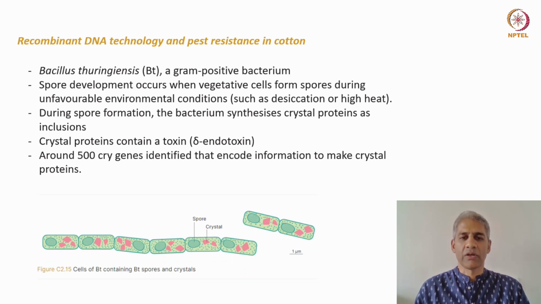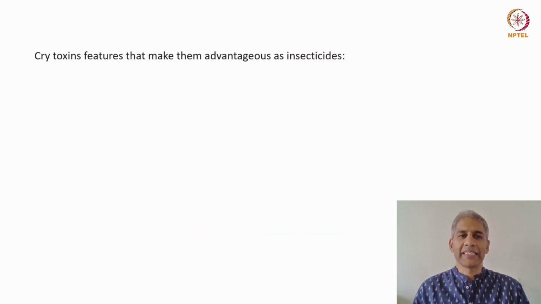Here is a schematic of the bacterium itself. So like I said, in the vegetative phase, it will produce a spore, and then it also produces these crystals, and the crystals can occupy a large part of the volume of the cell. So what will happen is that if the bacterium is found on a plant and then an insect ingests or eats up the plant, then it will also take in the bacteria and the spores. And then these crystal proteins contain a toxin which will be detrimental to the health of the insect, and it could also cause it to die. So this feature makes it very advantageous to be used as an insecticide.